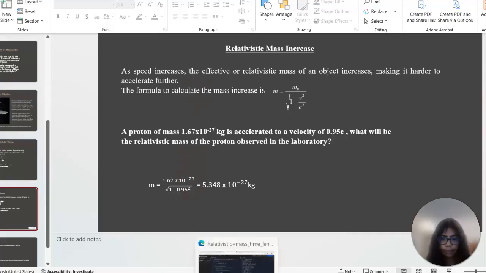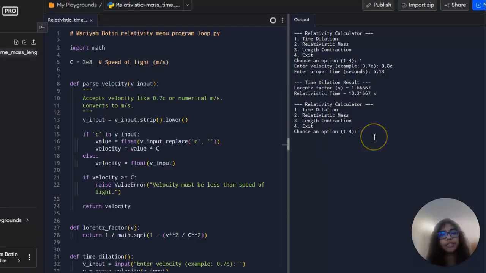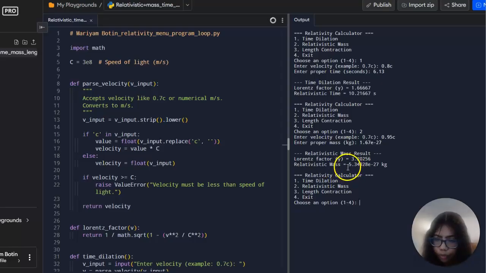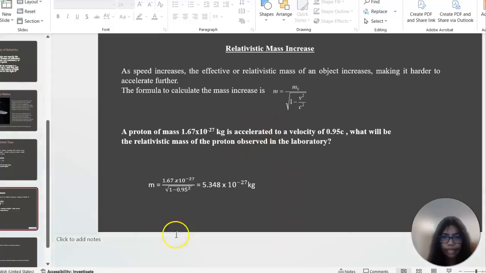So let's open my program again, and then enter 2 for the mass increase. Now it shows enter velocity, 0.95 c, then proper mass, 1.67 e minus 27. Now the answer shows right here, 5.34828 e minus 27 kilograms. It's the same answer as this one. Okay, next slide.